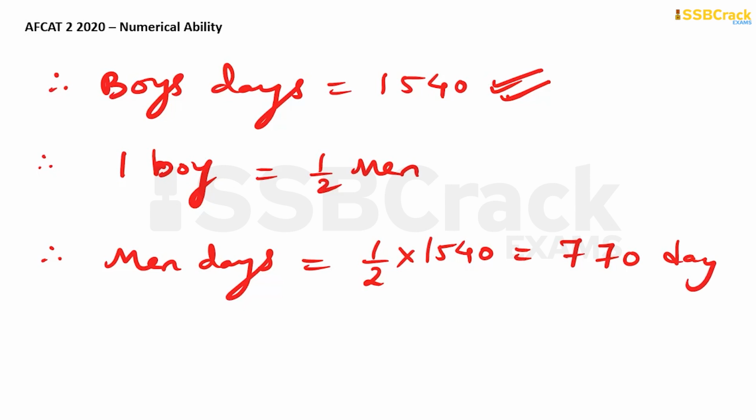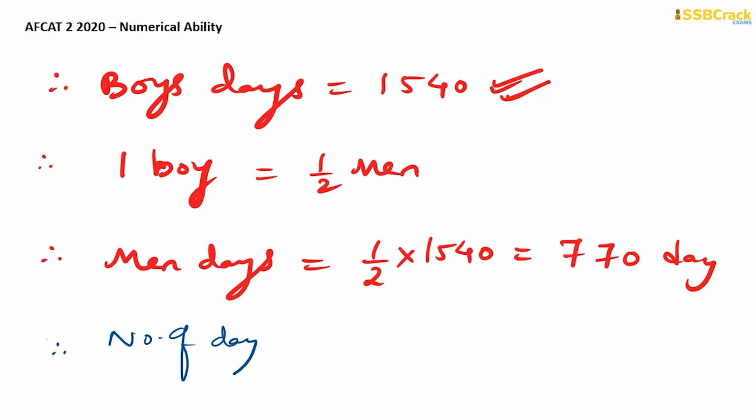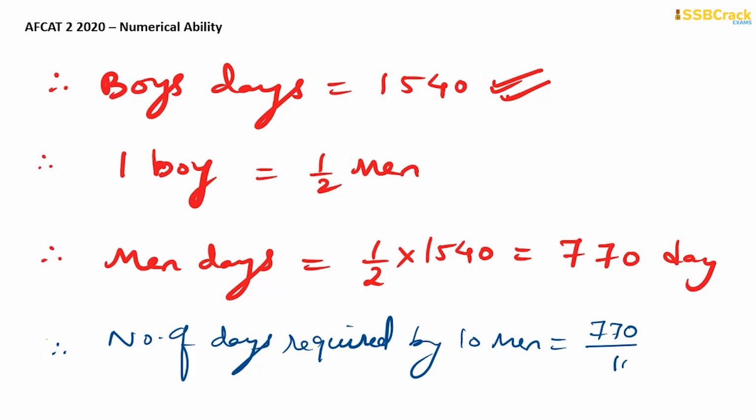But we want the task to be done by 10 men only, right? So therefore we shall calculate for 10 men. Okay, so the number of days required by 10 men will be just 770 divided by 10, right? So it will be simply 77 days. 77 days. So this was the answer for this particular memory based question.